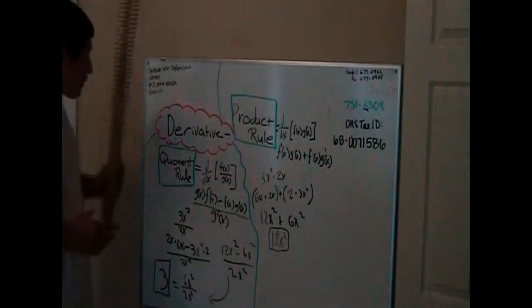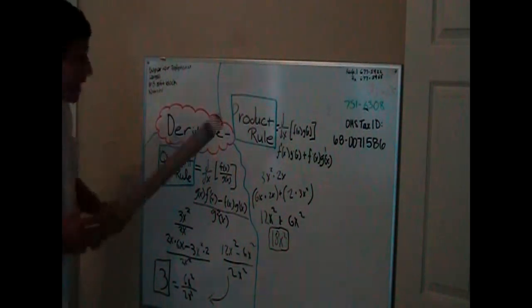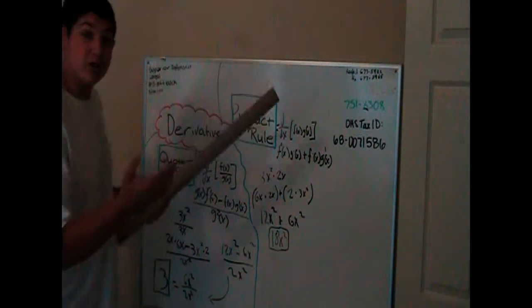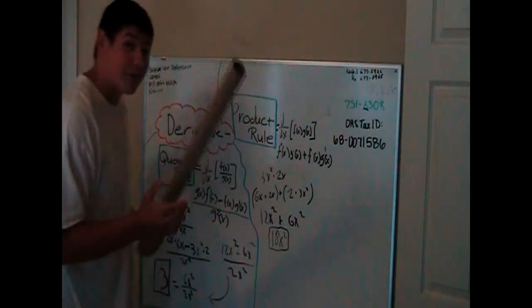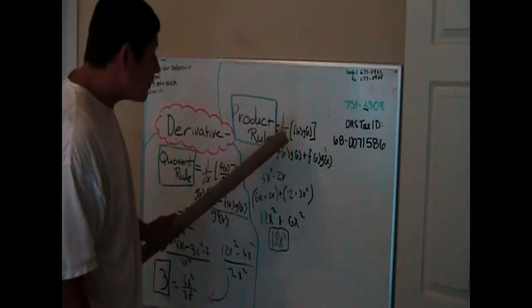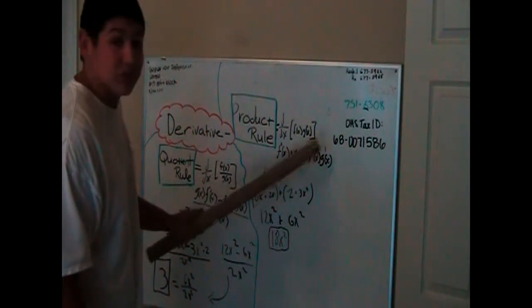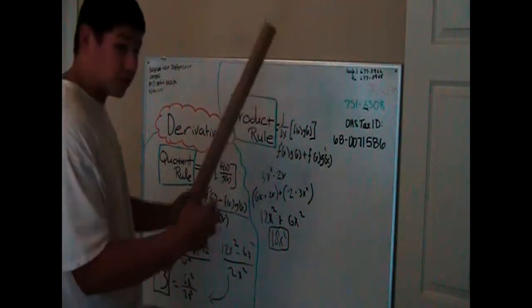Hello children, today we're going to talk about derivatives of course, and we're going to talk about two different methods of using them. First, we have the product rule. Now this is normally used when you have two variables multiplied together, and the formula that we use is f prime times g plus f times g prime. And we do this because we have our f function and our g function when they're multiplied together.